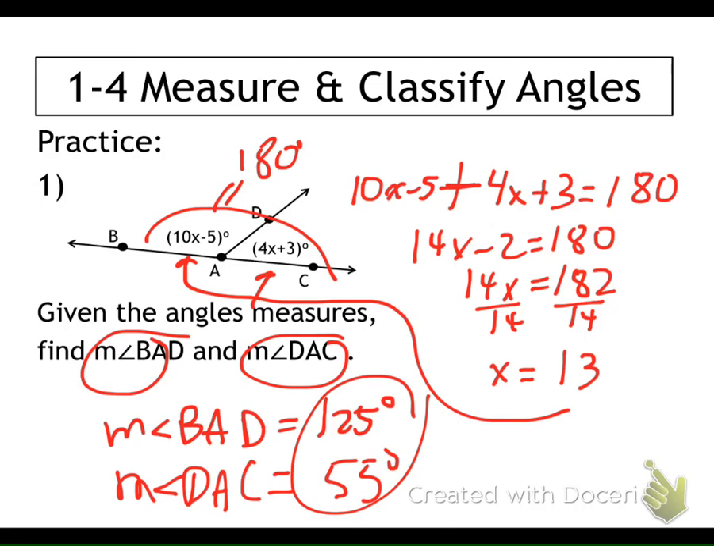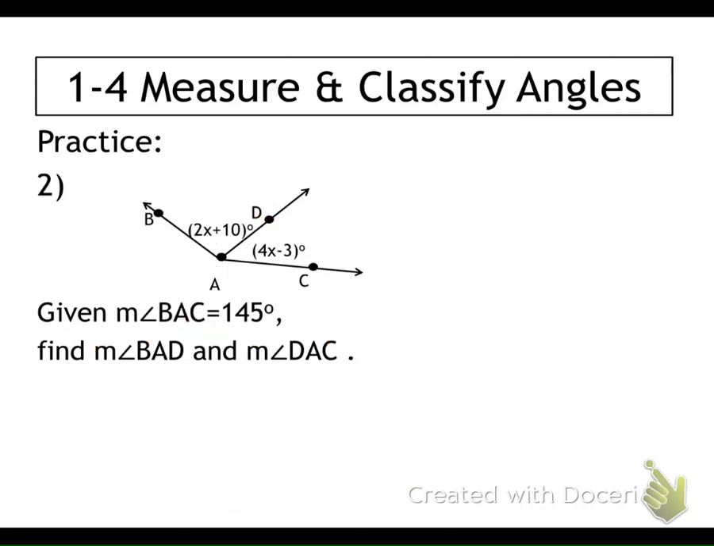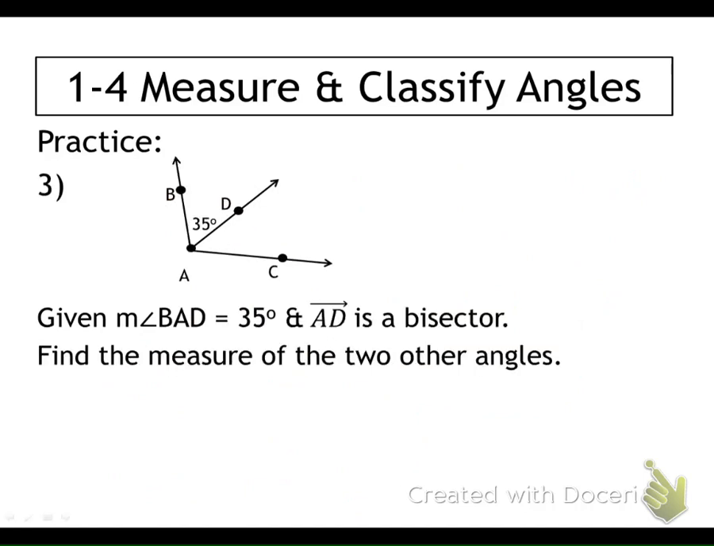Right? Now, we've got another problem. They tell us that this large angle, BAC, is 145 degrees. So what we're simply going to do is add things up and make sure that they equal 145. So here we go. 2x plus 10.